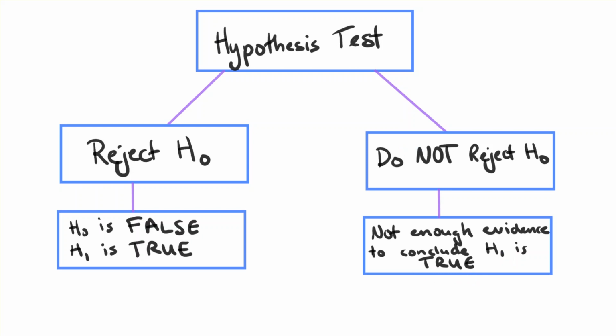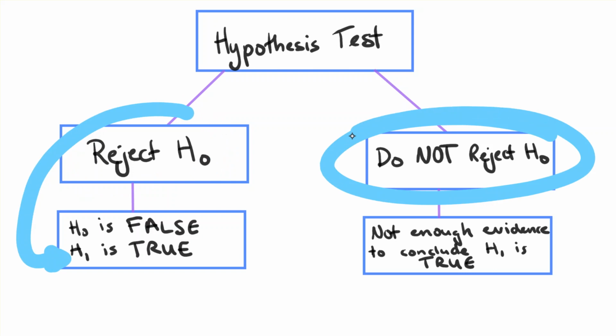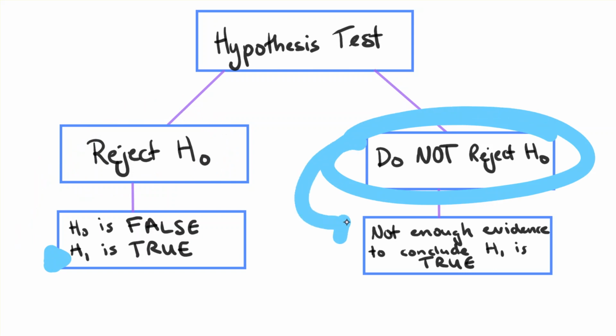So remember, these are the two possible outcomes for a hypothesis test. Reject, in which case H1 is true. Do not reject H0, in which case all we can say is there's not enough evidence to conclude whether the alternate hypothesis is true.